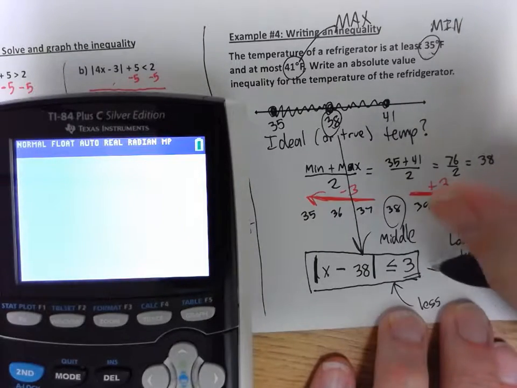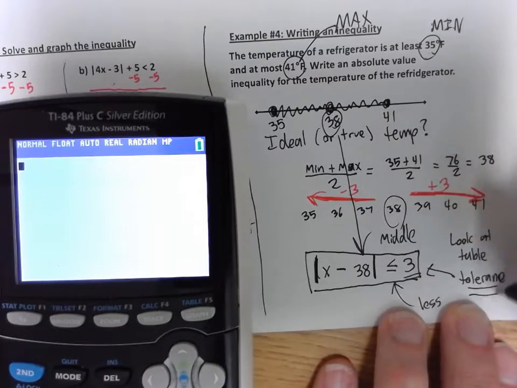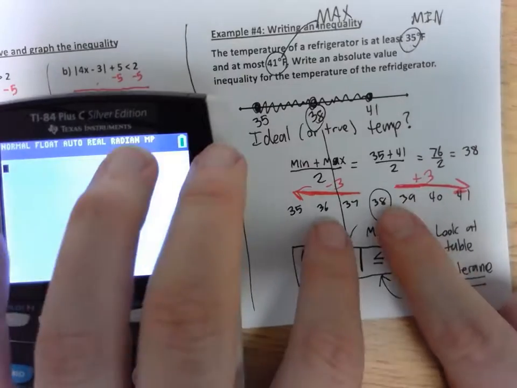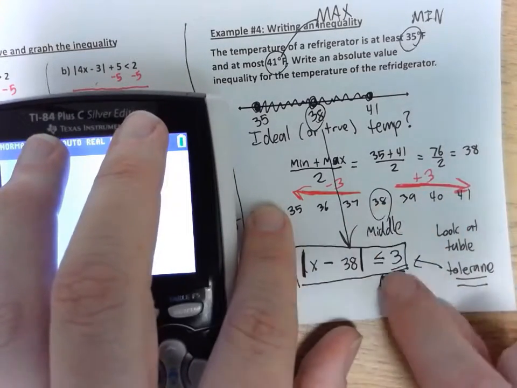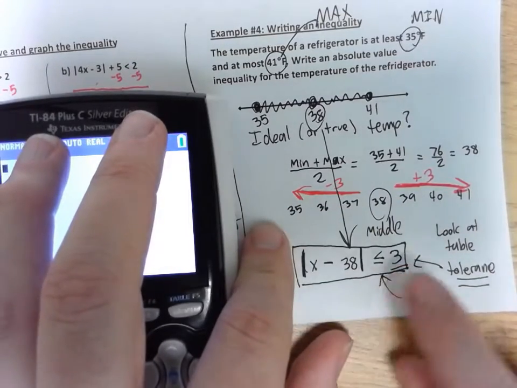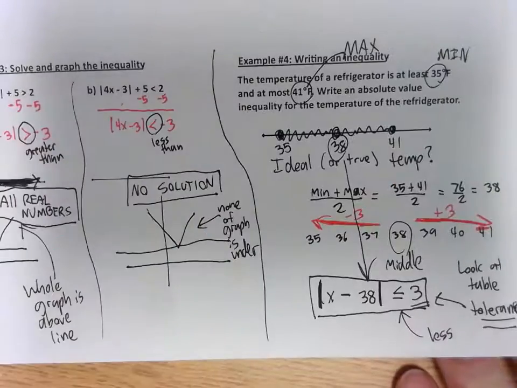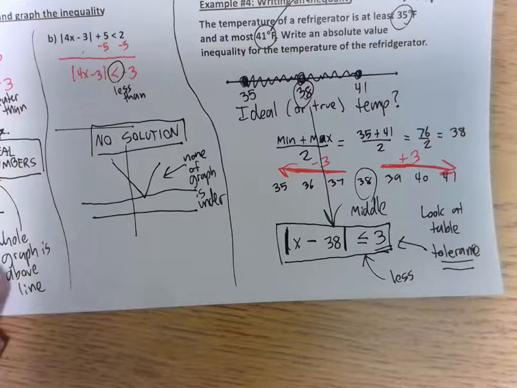This 3, that's called your tolerance. That's how much above or below the 38, or whatever number you have, you can go to get to the min or the max, okay? So 41 minus 38 is 3, or 35 and 38 are 3 units apart as well. So that's your tolerance. All right, so you're going to have some examples like that. Thanks for watching, and now you'll be able to do the day 4 assignment.